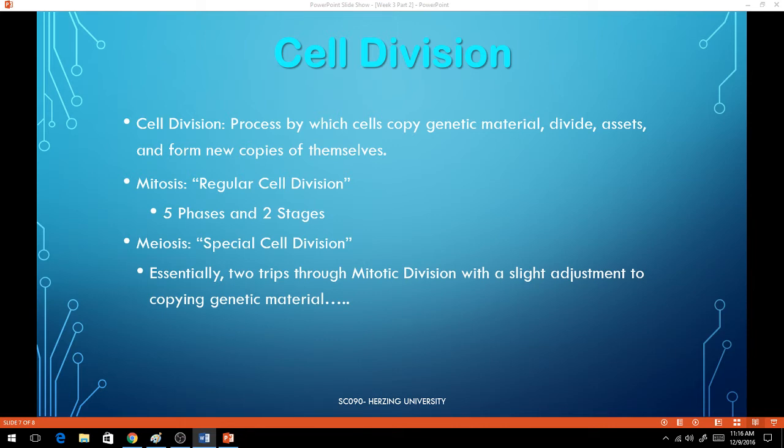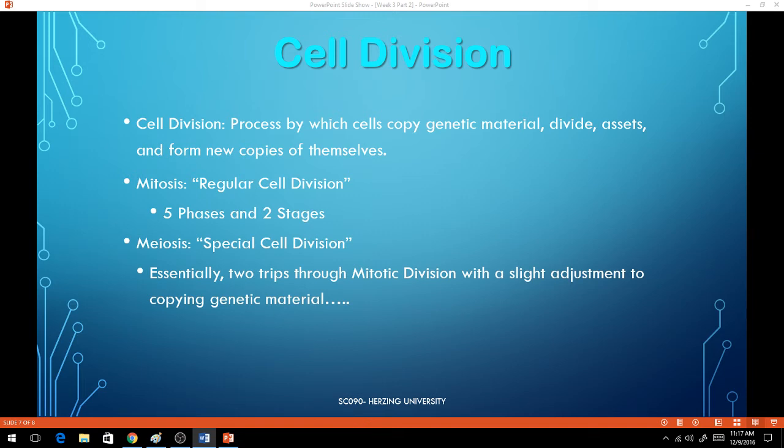Cell division is defined as the process by which a cell copies its genetic material, divides its assets, and forms usually two new copies of itself. This process follows a number of clearly defined phases and stages. In a typical cell, this process is called mitosis and preserves the total genetic count of the cell. In specialized sex cells, this process adds a second division, which reduces the genetic material and produces 4 specialized cells through a process called meiosis.